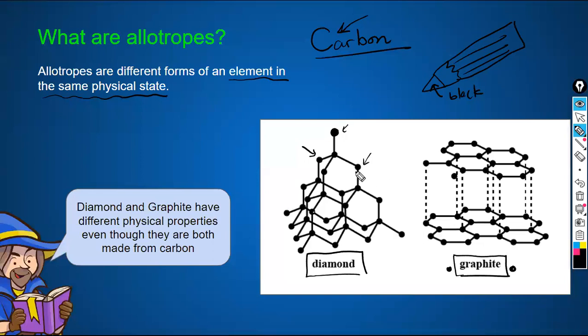Which one of these here can conduct electricity? Can diamond conduct electricity? Or can graphite conduct electricity? Which one conducts electricity? Graphite, correct. Diamond does not conduct electricity, but graphite can conduct electricity. In fact, graphite is a really good conductor of electricity. Okay?